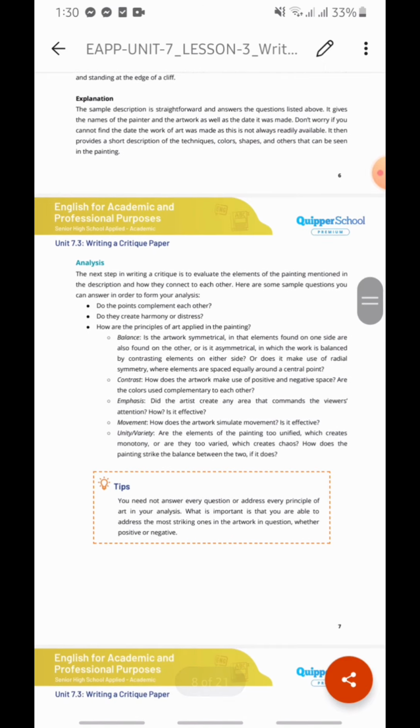And then third is emphasis. Did the artist create any area that commands the viewer's attention? How is it effective? So, question jud na to siya, no? Kung effective ba ang artwork sa mga viewers or dili.